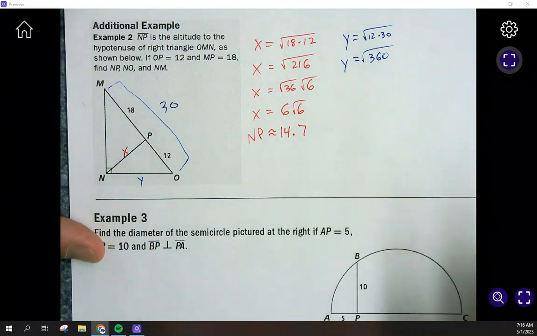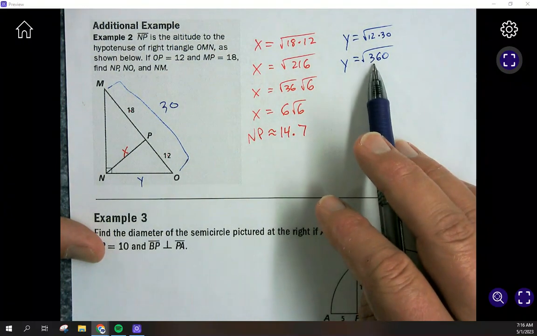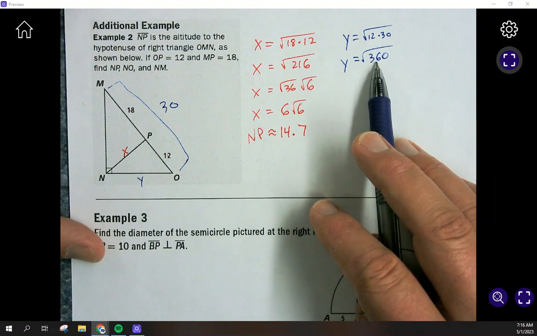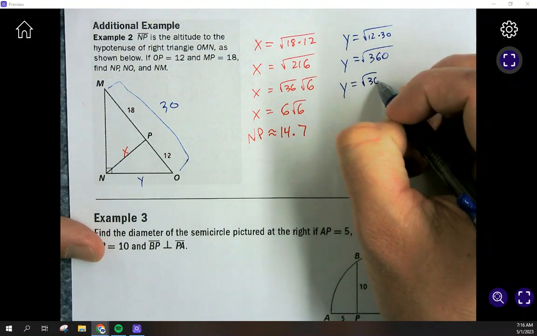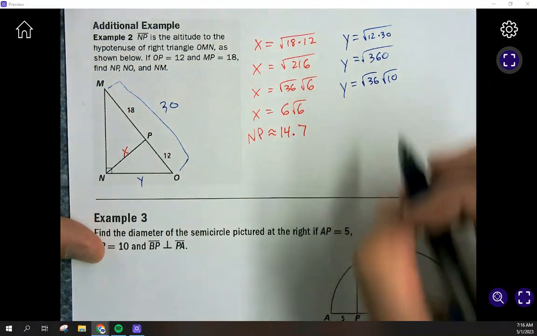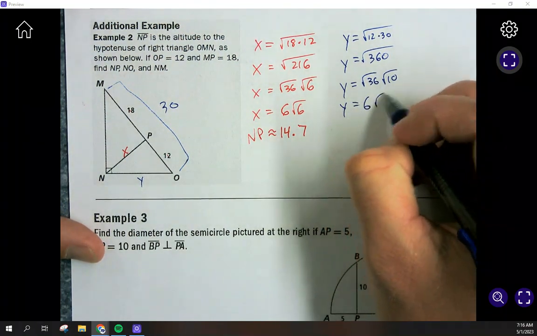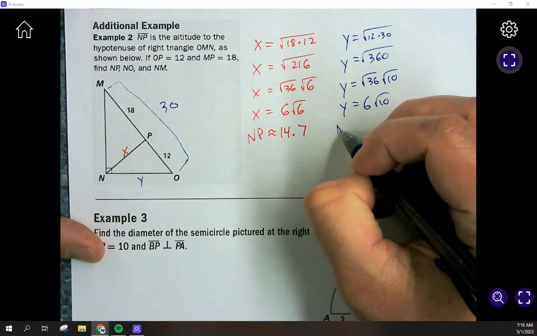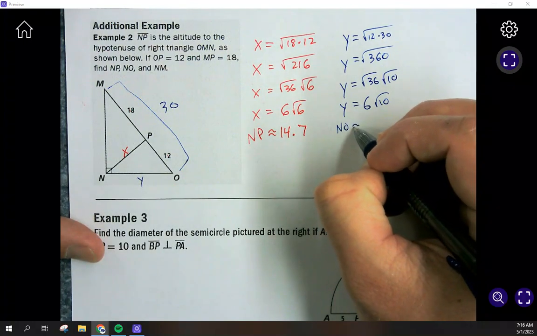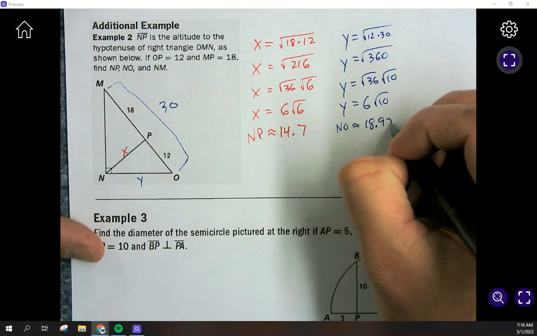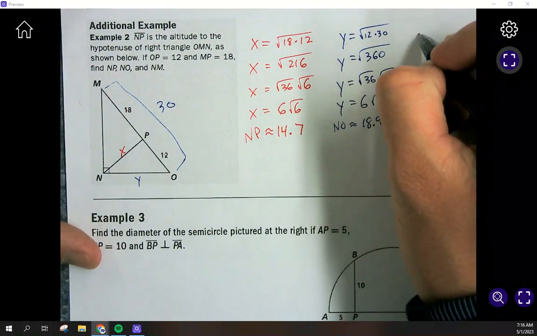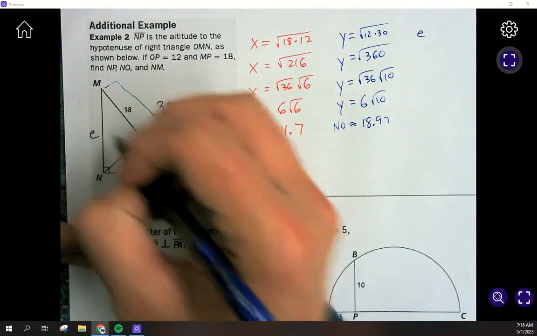Okay, and then the square root of 360, not a perfect number, but I see that 36 inside of it, times 10. So I'm going to go ahead and break that into 36 and 10. So I get 6 radical 10. That was NO, and that comes out to approximately 18.97.